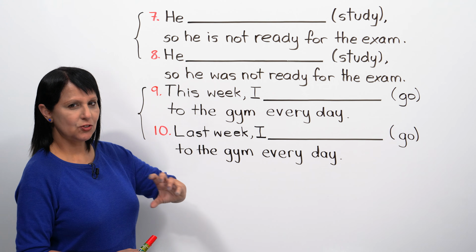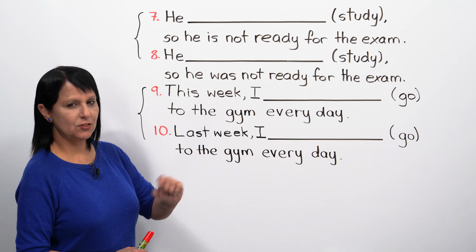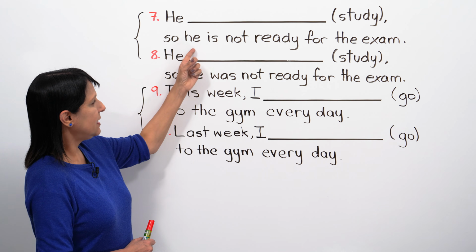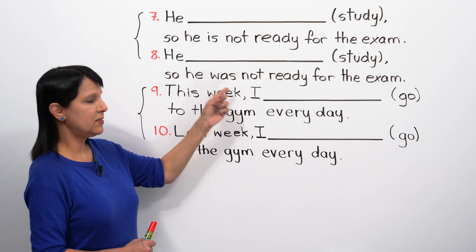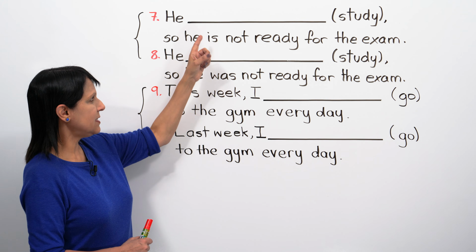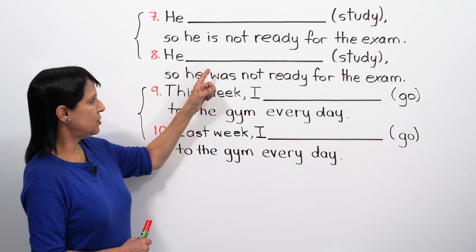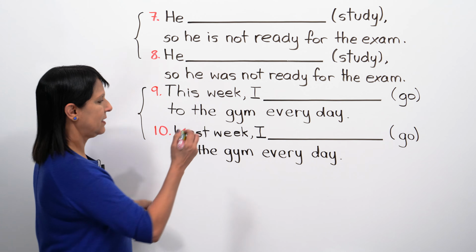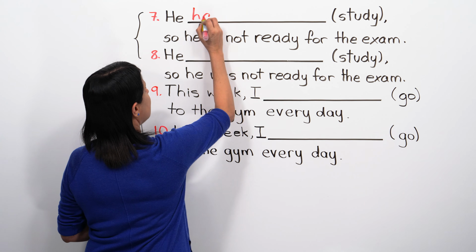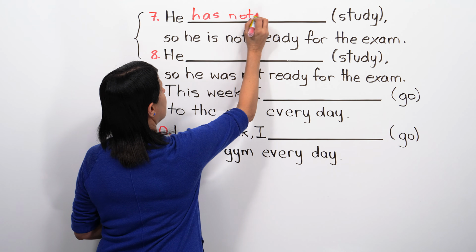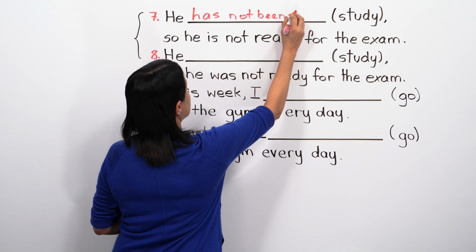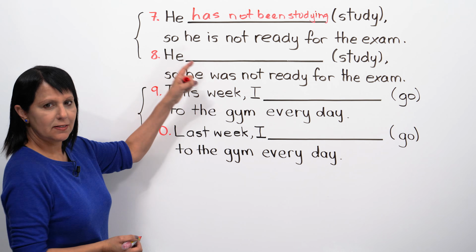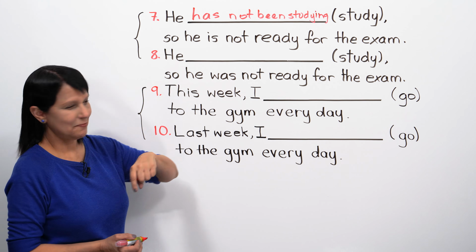Which one connects to the present and which one connects to the past? So he is not ready. He was not ready. So this is past and present. This should be past and past. How do we do that? So he has not been studying, so he's not ready for the exam.